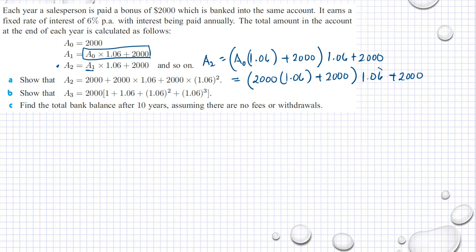Then, if we multiply this one with all the terms, we have 2,000 multiplied by 1.06 raised to 2 plus 2,000 multiplied by 1.06 plus 2,000.